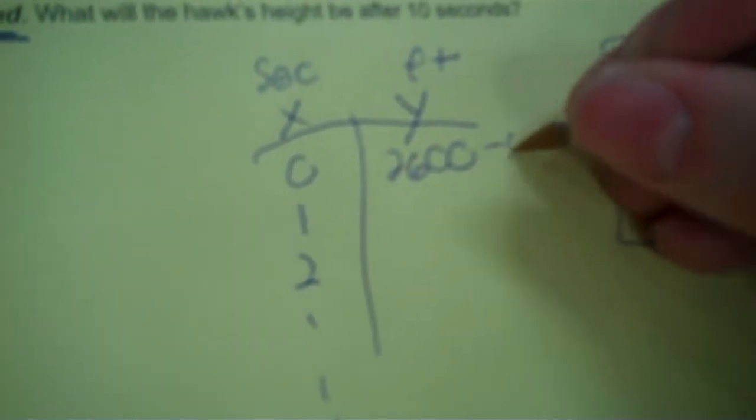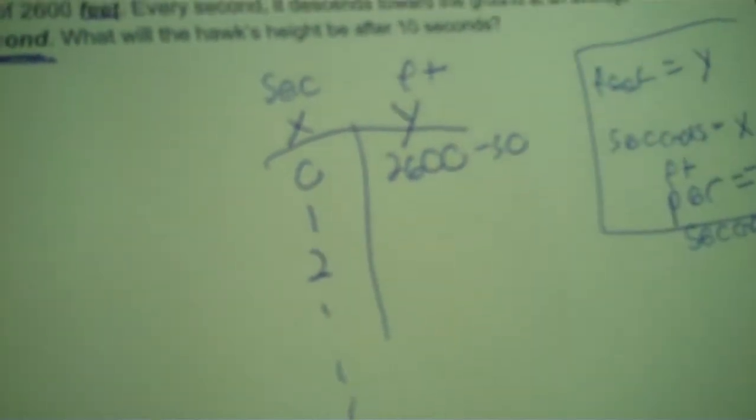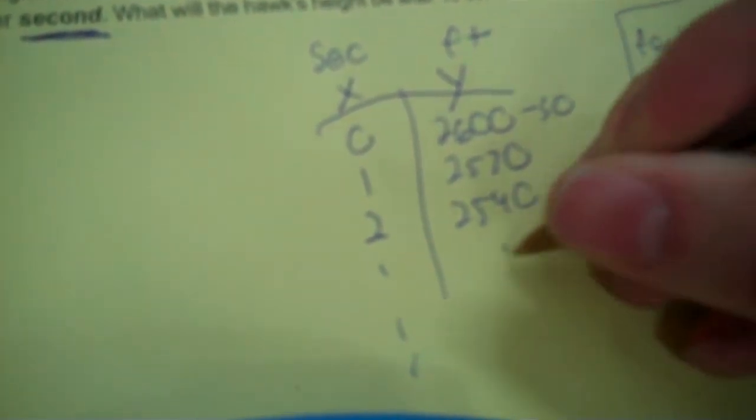You guys did a good job with that when I looked at the assignments yesterday. So I go to my XY table. X is seconds, Y is feet. So always go 0, 1, 2. Before it went down 30 feet per second, it was at 2,600 feet. And then we can either minus 30 or add negative 30. It has to go down though. Okay. 2,600 minus 30, 2,570. Keep that on the calculator. Minus 30 again, 2,540. And that goes on forever.